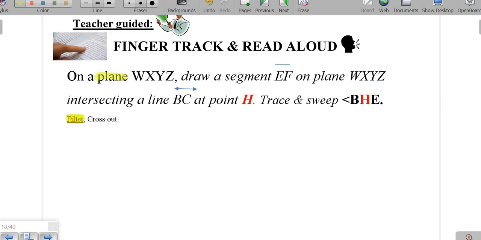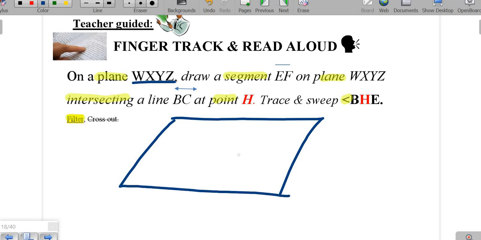We got a plane, a segment that's on the plane. We have an intersecting line at a point. And we're going to trace and sweep an angle. Pass number 3, you cross stuff out as you account for it. The fact that we have a plane, W, X, Y, Z, it does not matter where you start that W. What does matter is that you go counterclockwise or clockwise around W, X, Y. Make that look like a Y, Z.